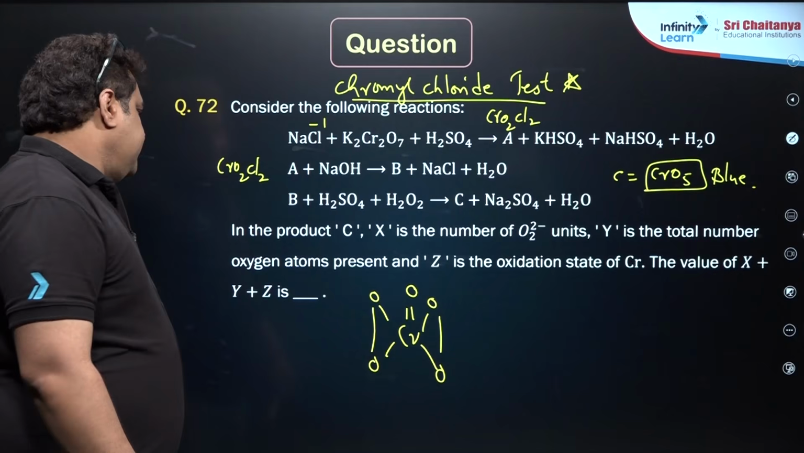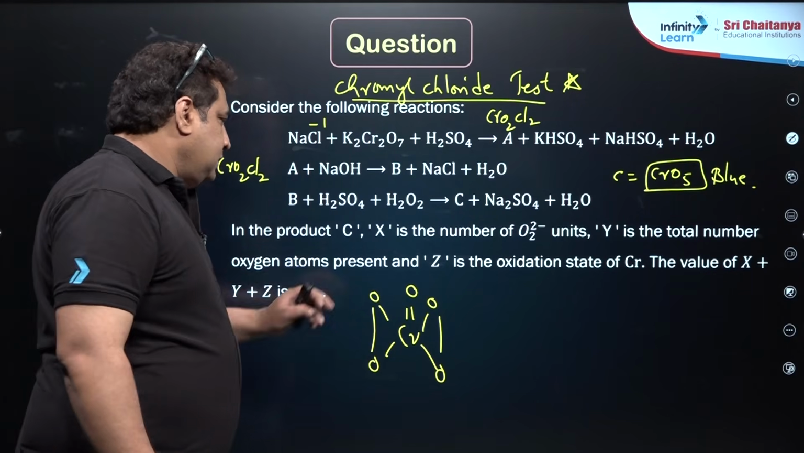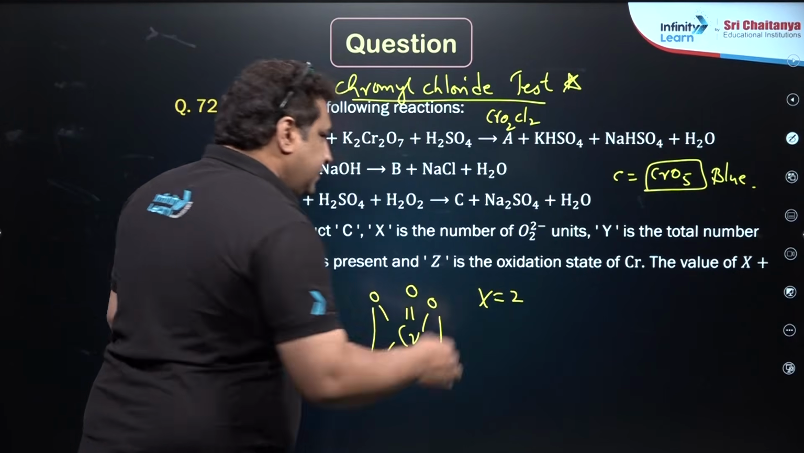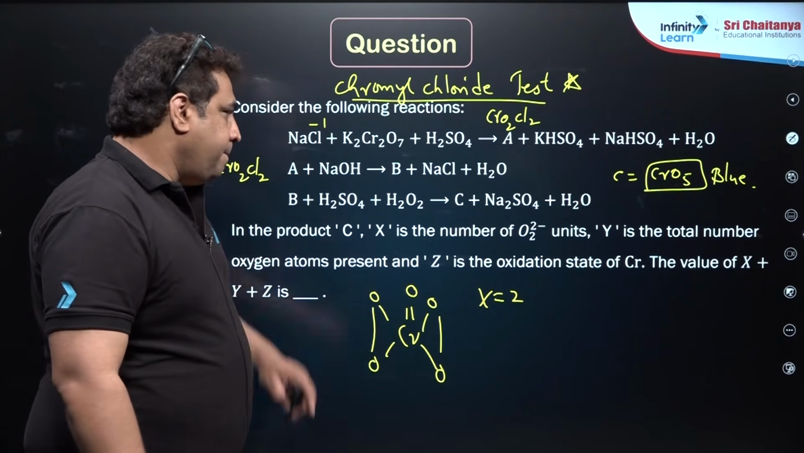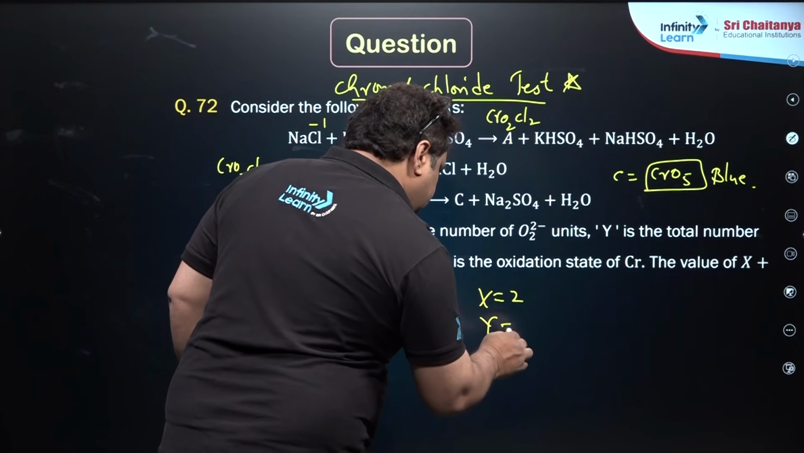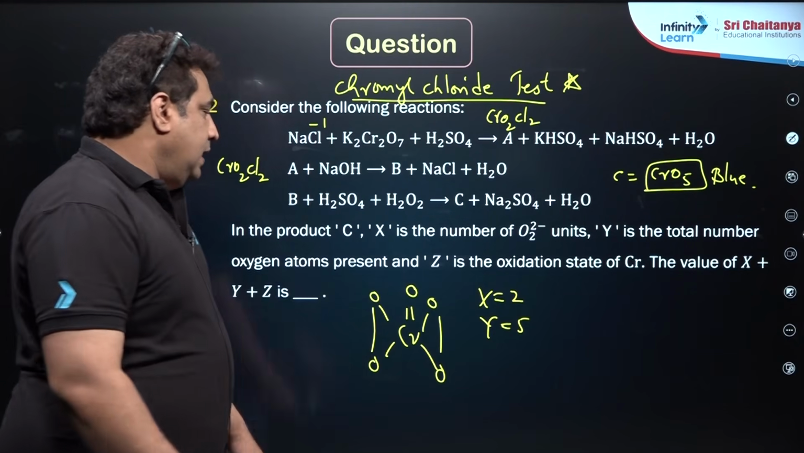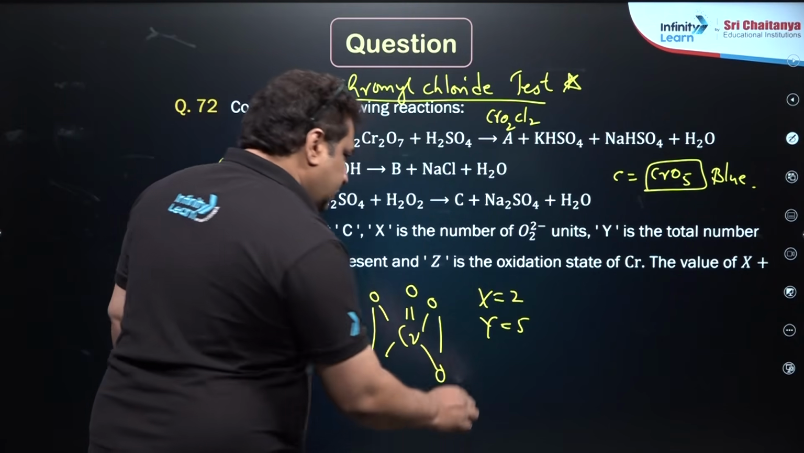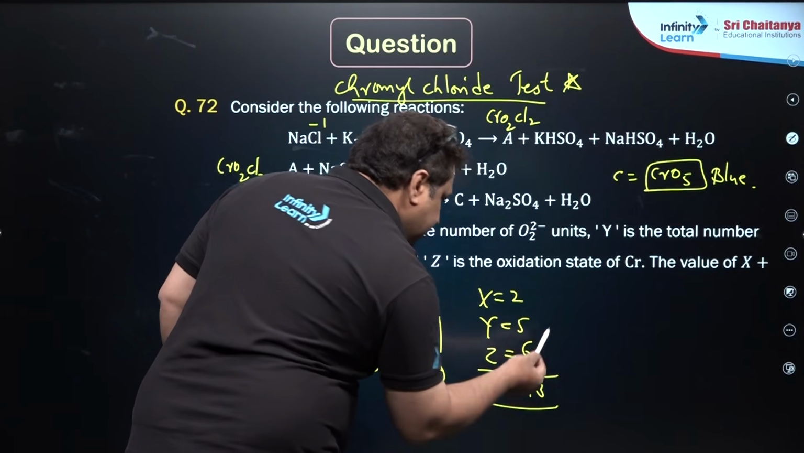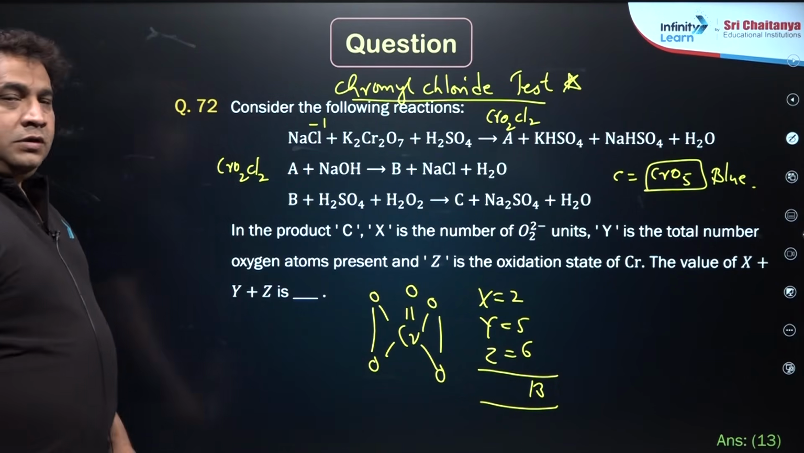What is the question? In the product C, X is the number of peroxide ions. So, everybody can see X is 2, you have 2 peroxy linkages. Y is the total number of oxygen atoms present in the compound. So, Y is 5, you can see 5 oxygens are there. And Z is the oxidation state of chromium, it is 6. So, if you add it, you will get answer 13, right.